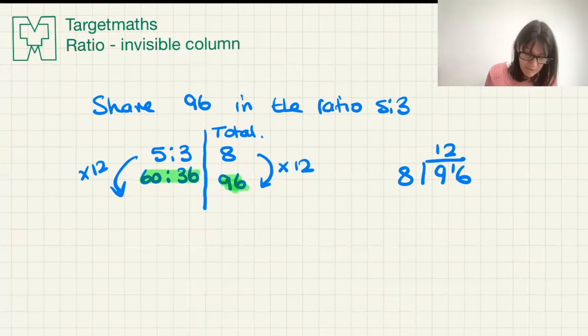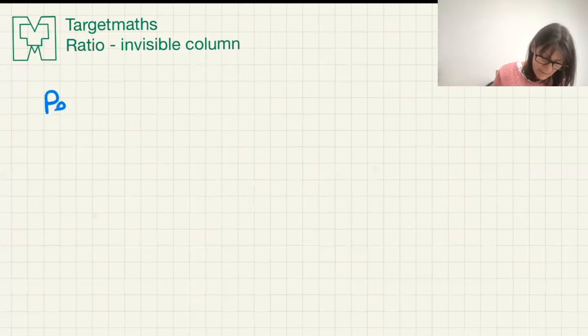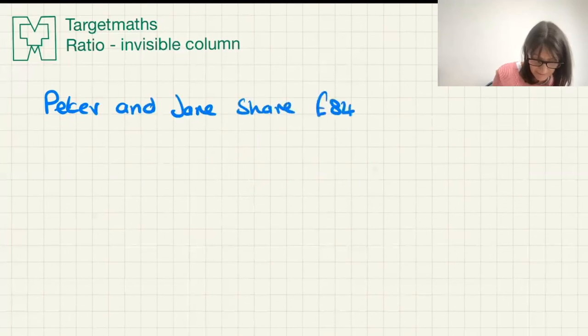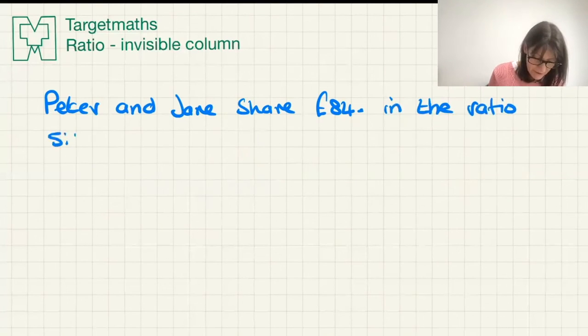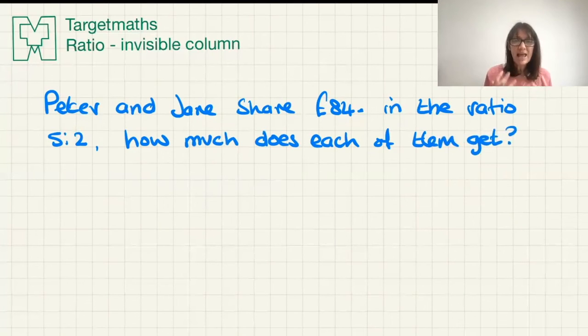Okay, let's do another one for you guys to have a go at. And please do pause and give this a really good go. In fact, I'll write it a little bit more like an exam question. Let's say we've got Peter and Jane share £84 in the ratio 5 to 2. How much does each of them get? All right, so that's the same question that I've just demonstrated, but in a wordy version, which is more likely to appear on your exam. Okay, pick out the key information and go for it. So hit your pause and press play when you're ready.